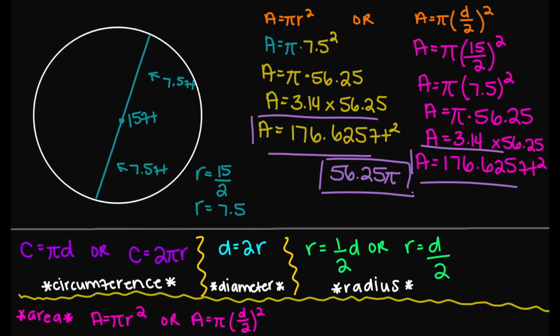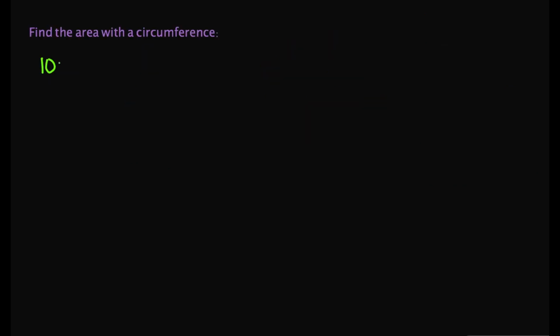If you have to leave your answer in pi form, then you're going to get 56.25 pi. But if you're looking for an estimation, you're going to get 176.625 square feet. Let's look at this example here.